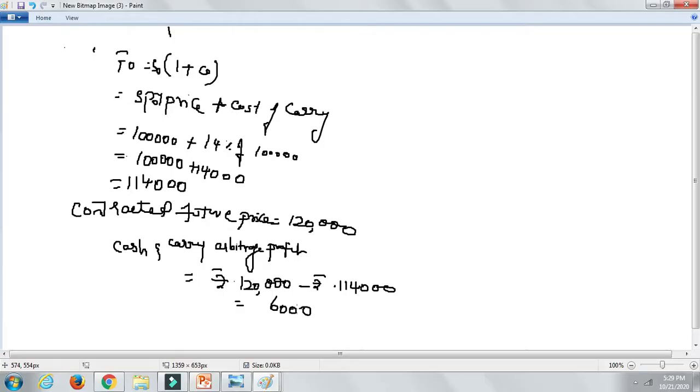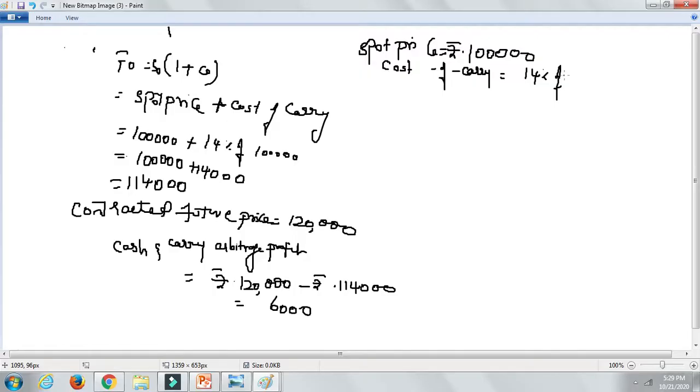So what we have calculated is from the information he has given you. I have not written that information, I'll just write it down. He has given you information regarding the spot price. Spot price rupees 1 lakh. He has given information of cost of carry: cost of carry as 14% of spot price for the carry period.